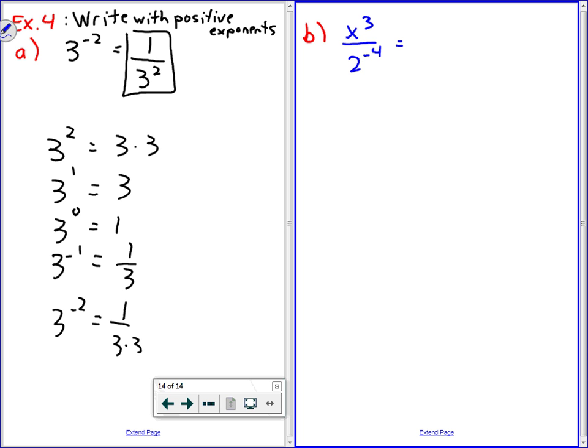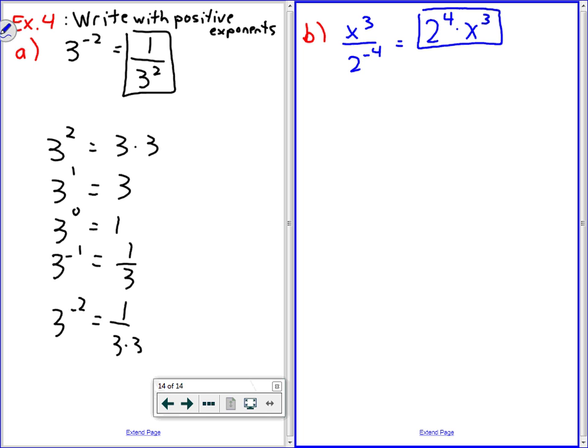So if you have a negative exponent in the numerator, you bring it to the denominator. Does someone want to guess what happens if you have a negative exponent in the denominator? What you do with it? Yes? You bring the negative up first. Bring it to the numerator, okay? So this is the same as 2 to the 4 times x cubed.